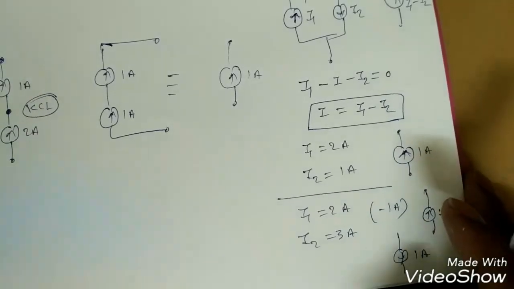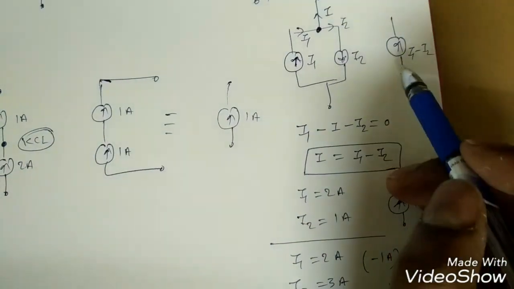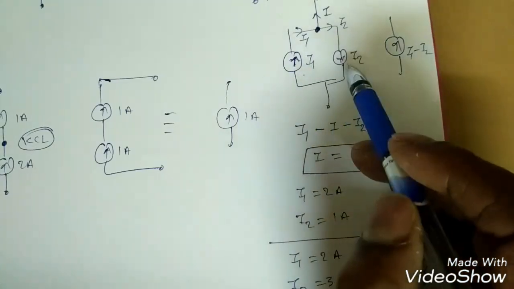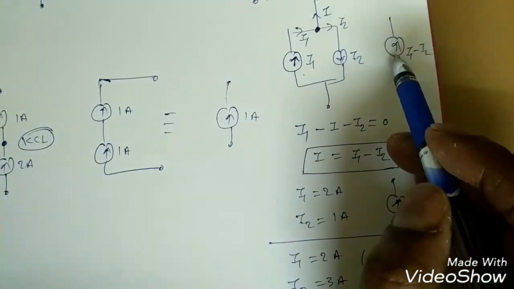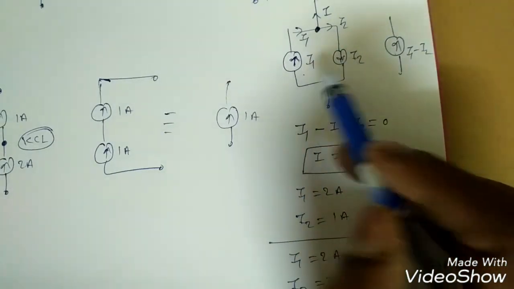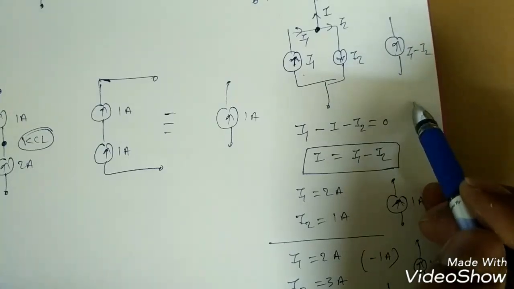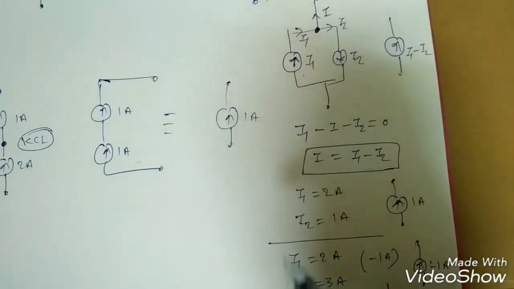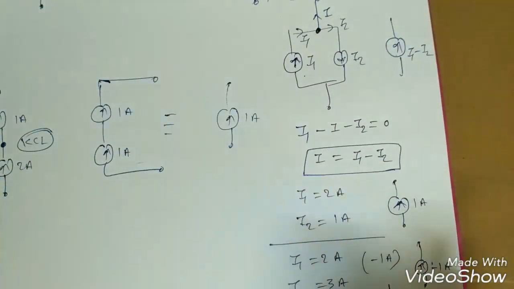So whichever current is higher, the equivalent current direction will be like that only. If the I1 current is higher than I2, then it will be upward. If I2 is greater than I1, the current direction will be downward. That is about the current sources in series and in parallel, right? Next we will see the series resistances, right, and parallel resistances, right?